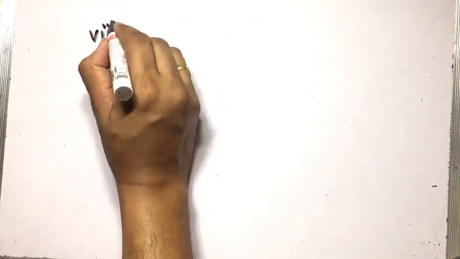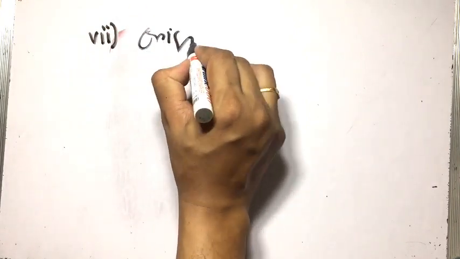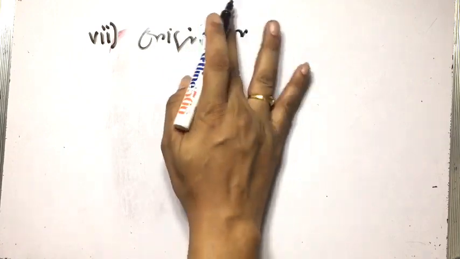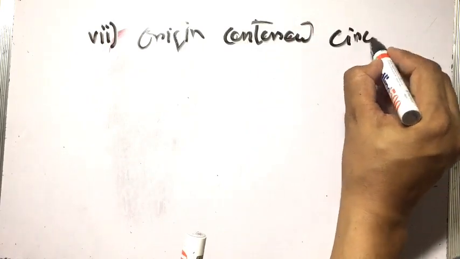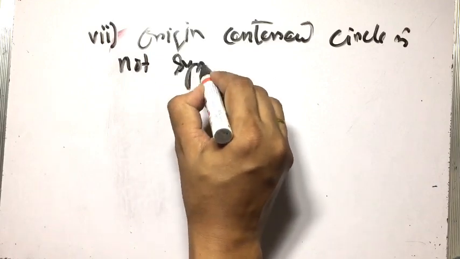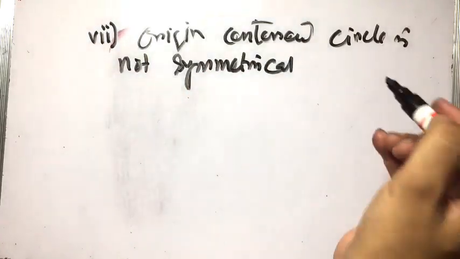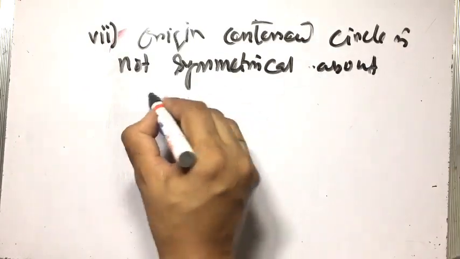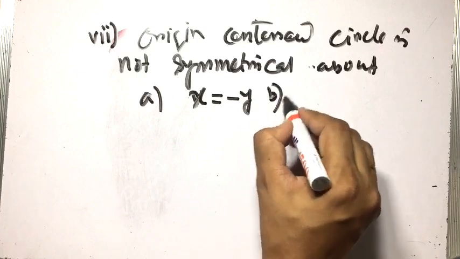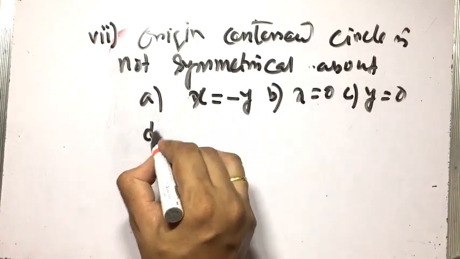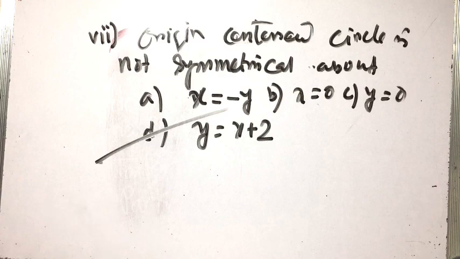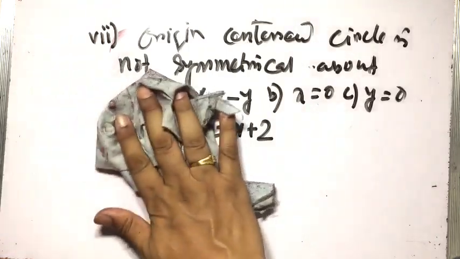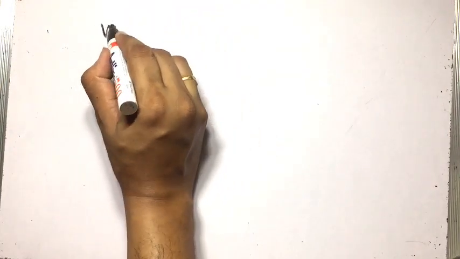Next question, number 7. An origin centered circle is not symmetrical about: option A, x equal to minus y, option B, x equal to 0, option C, y equal to 0, option D, y equal to x plus 2. The answer is D. All the remaining are symmetrical. Y equal to x plus 2 is an expression for a straight line, and depending on that straight line, the circle cannot be symmetrical.